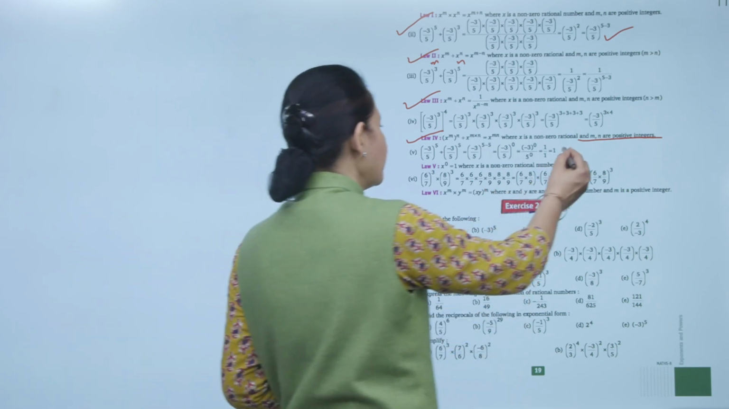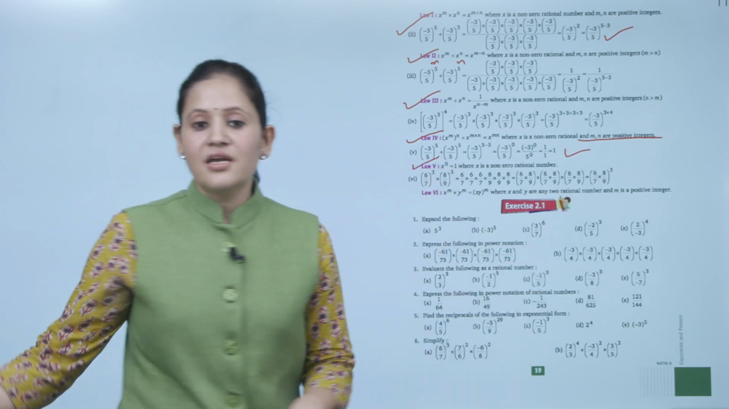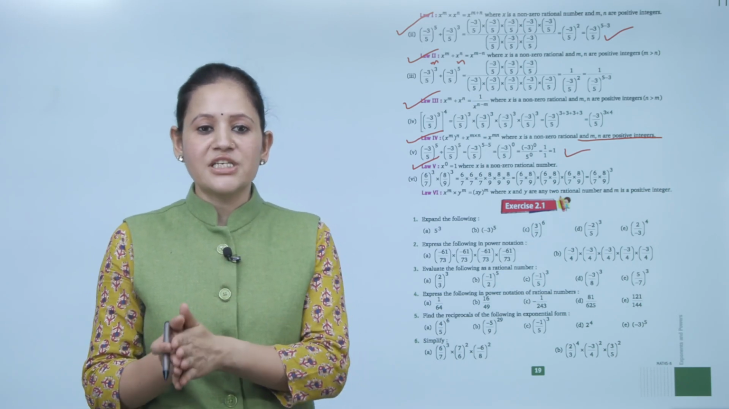So 1 upon 1 is equal to 1. So law 5: x to the power 0 is 1, where x is a non-zero rational number.